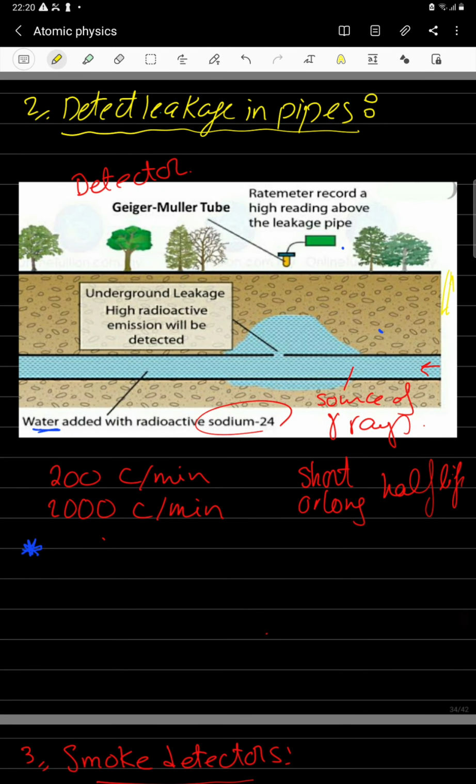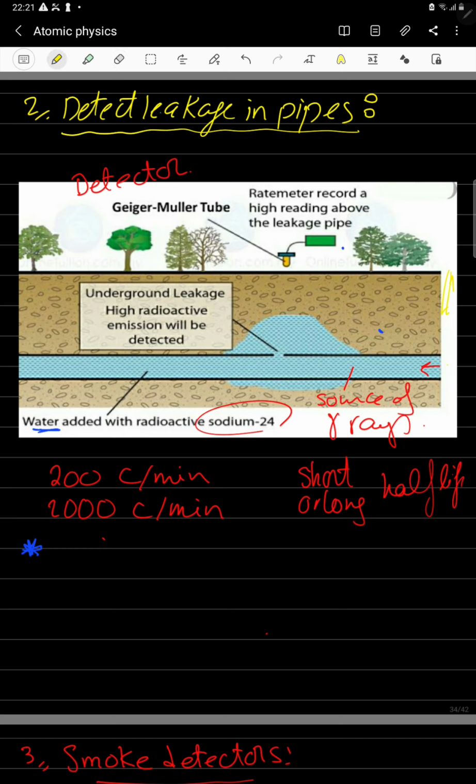Second use for radioactive isotopes is the usage of radioactive isotopes to detect leakage in pipes. If I have a pipe found under the ground that carries water or oil, and there is a leakage, we never start by breaking and looking for the leakage. This would be the most expensive and the most exhausting thing to be done. We never do this. What do we do instead?